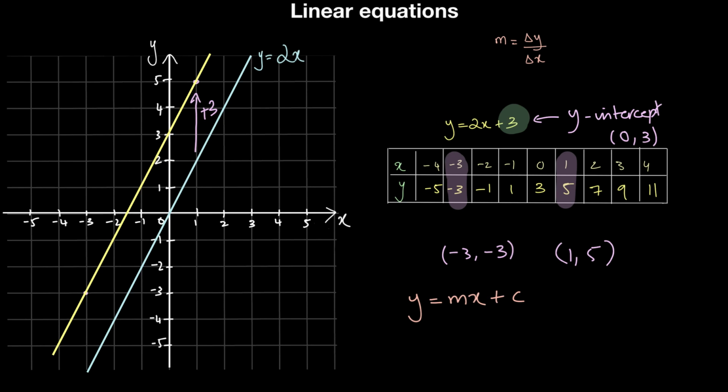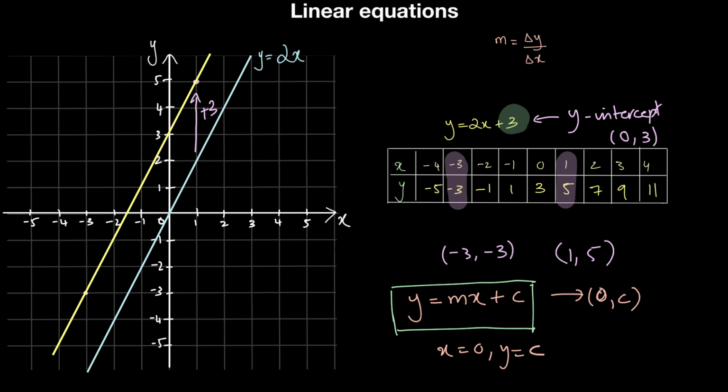The coordinates of the y-intercept are always going to be 0, comma, c. So when x is 0, y is equal to c. And this way of representing a linear equation is called the slope-intercept form.